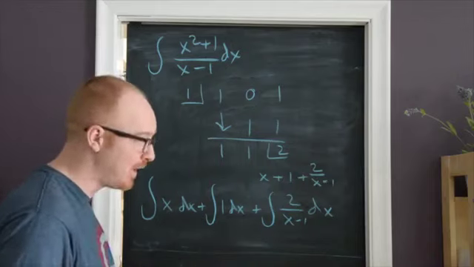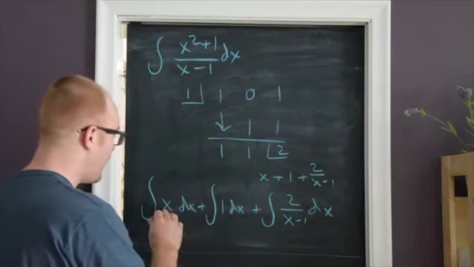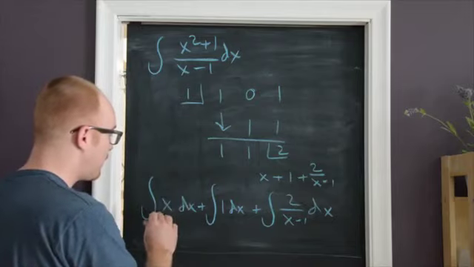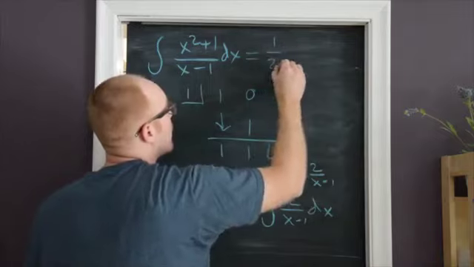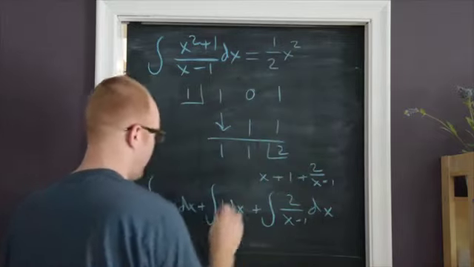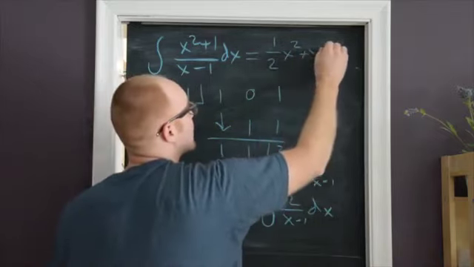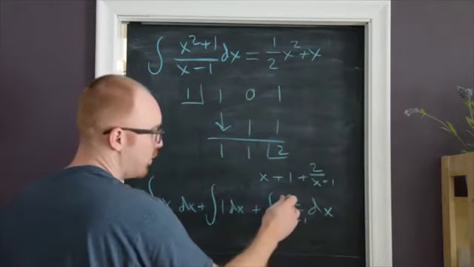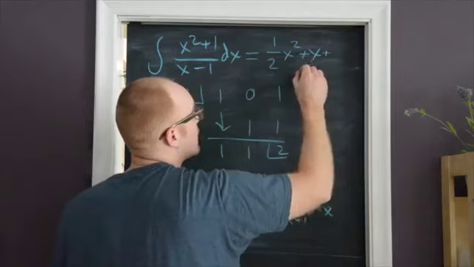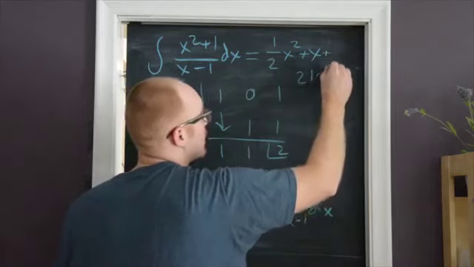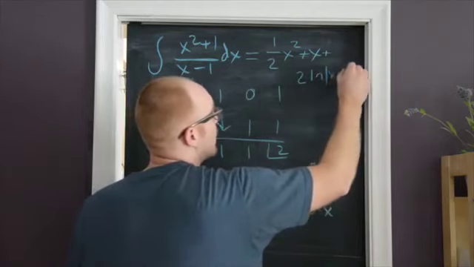Okay, moving on. We have x here. We're going to integrate. This goes up to the second power divided by 2. So the final answer for this one is 1 over 2 x squared, plus x. And then here, we bring the 2 out, and it'll just be natural log. So plus 2 natural log absolute value x minus 1.